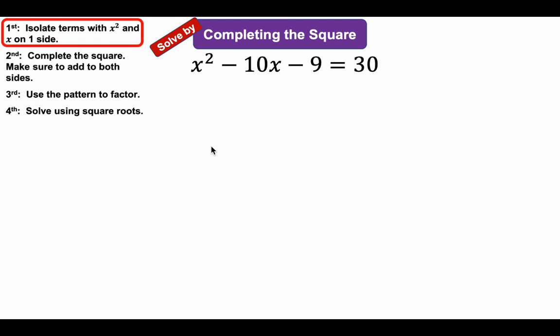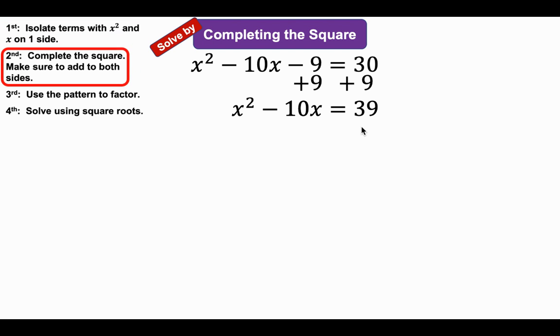So first step, isolate your x squared and your minus 10x by adding 9, because I don't want this here. I want to start off with a clean slate to complete the square. I just need these two parts to complete the square. So add 9 to both sides. I got x squared minus 10x equals 39. I'm going to take that -10 and complete the square with this side over here.